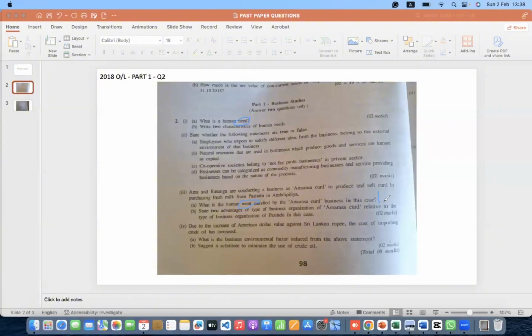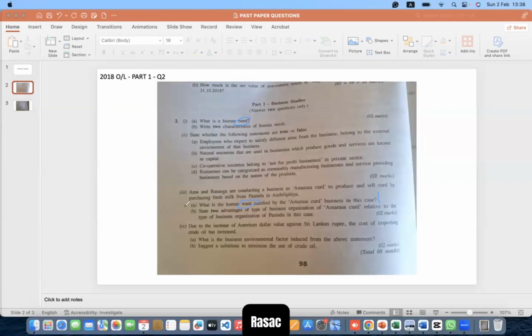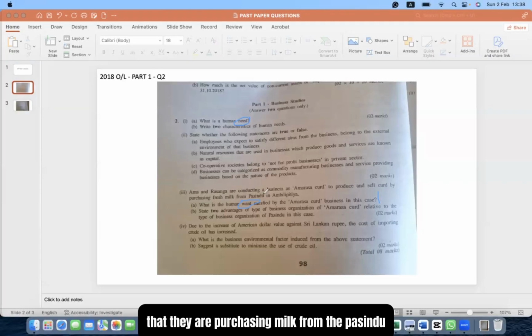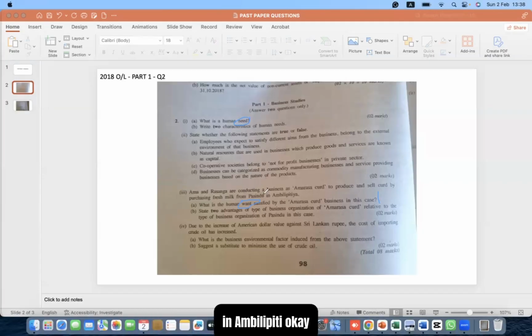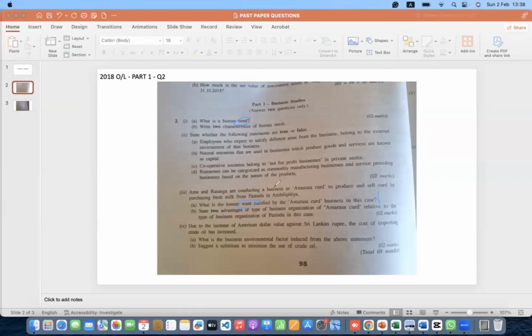එතකොට පොඩ්ඩක් අපි බලන්න ඕනේ මොකක්ද මේක අහන්නේ කියලා. Now here they are saying Amma and Rasanga are conducting a business as Amarasa curd. ඒ කියන්නේ මේ අම කියන එකයි රස කියන එකයි දෙක අරගෙන තමයි කියලා තියෙන්නේ, right? And the next part is saying that they are purchasing milk from the Pasindu in Ambilipitiya. Okay? Then obviously this Amarasa curd is a, what is it?